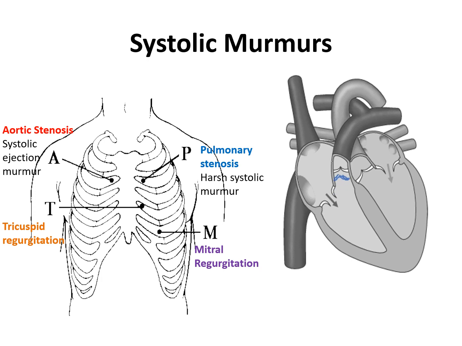Pulmonary stenosis is the narrowing of the pulmonary valve, impeding blood flow from the right ventricle to the pulmonary artery. The murmur is a harsh systolic sound heard during ventricular ejection as blood is pumped into the pulmonary artery.